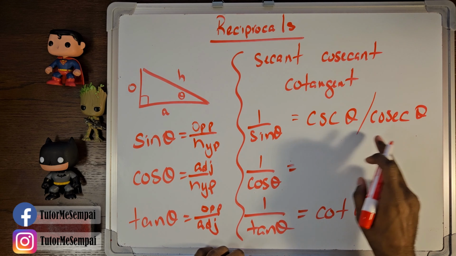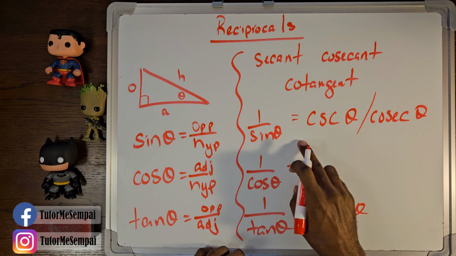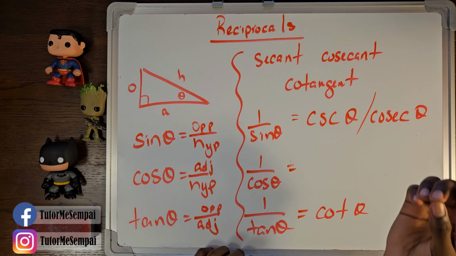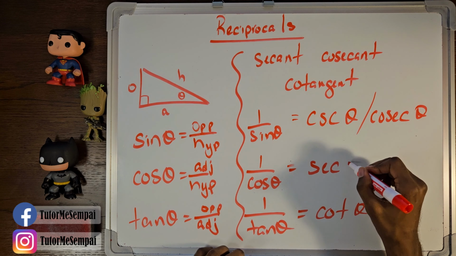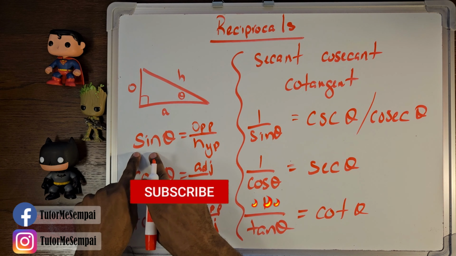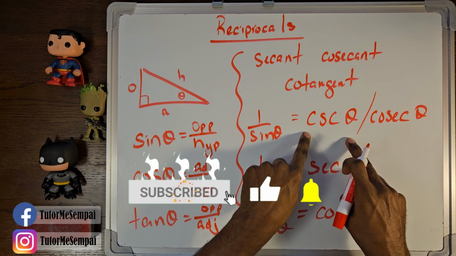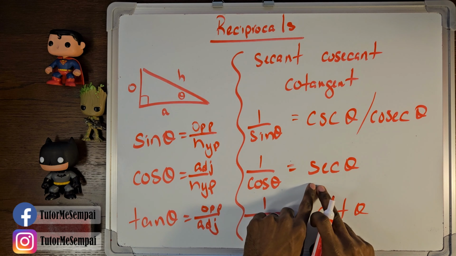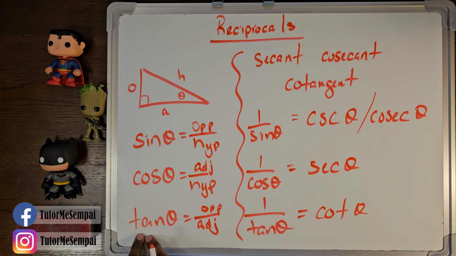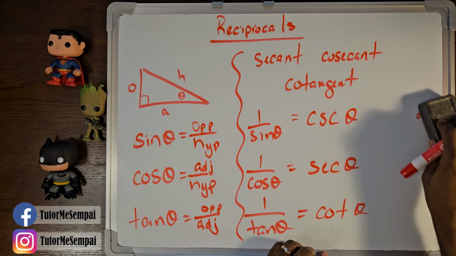Some places will write this, some places will write this, but they both mean the same thing, cosecant, which means that this is going to be secant. So the reciprocal of sine theta is going to be cosecant theta. The reciprocal of cosine theta is going to be secant theta, and the reciprocal of tangent theta is going to be cotangent theta. Now, if these are indeed reciprocals, how does that look for our triangle?